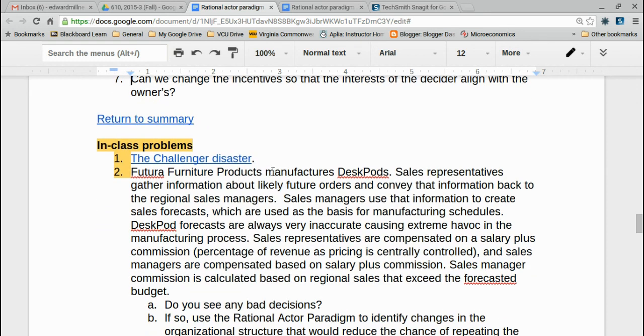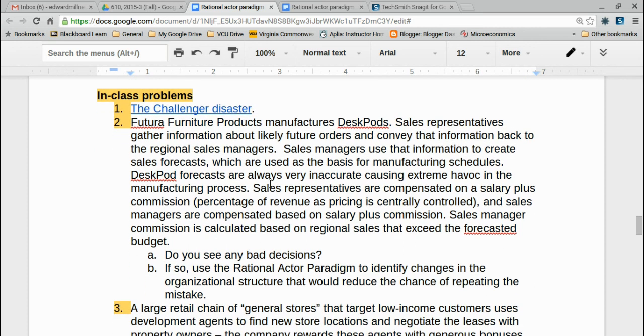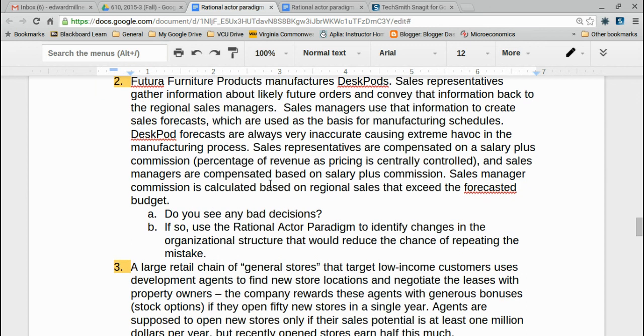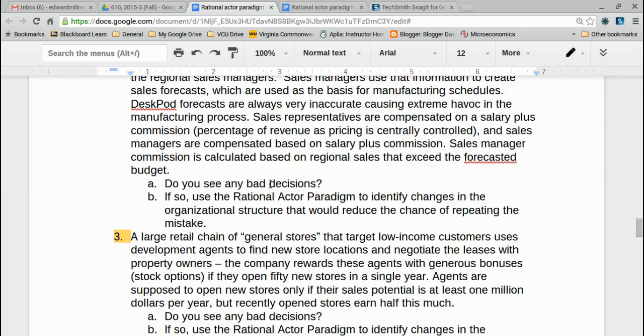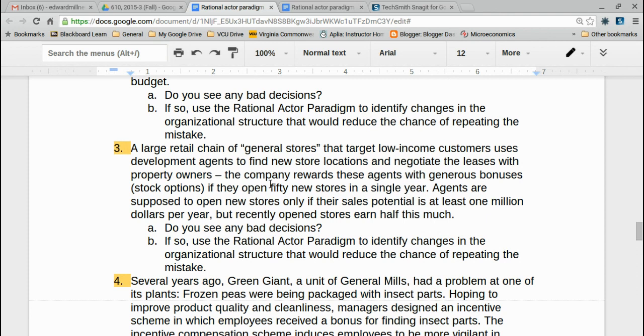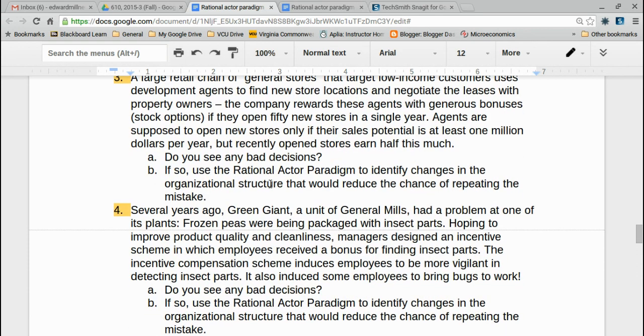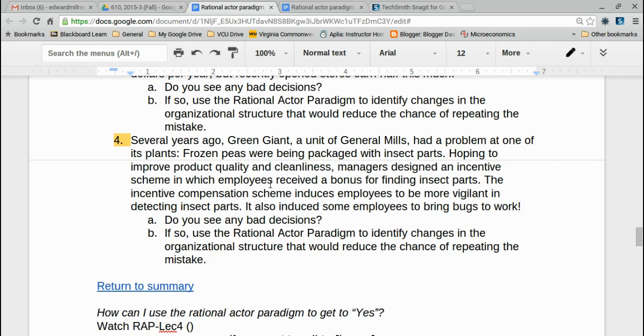Now, here are some in-class problems. Please look at these before you come to class. We're going to start off just talking about them and let you work through them as a group, individually. I hope to spend most of the class working through problems, and this is the first set that we'll use.